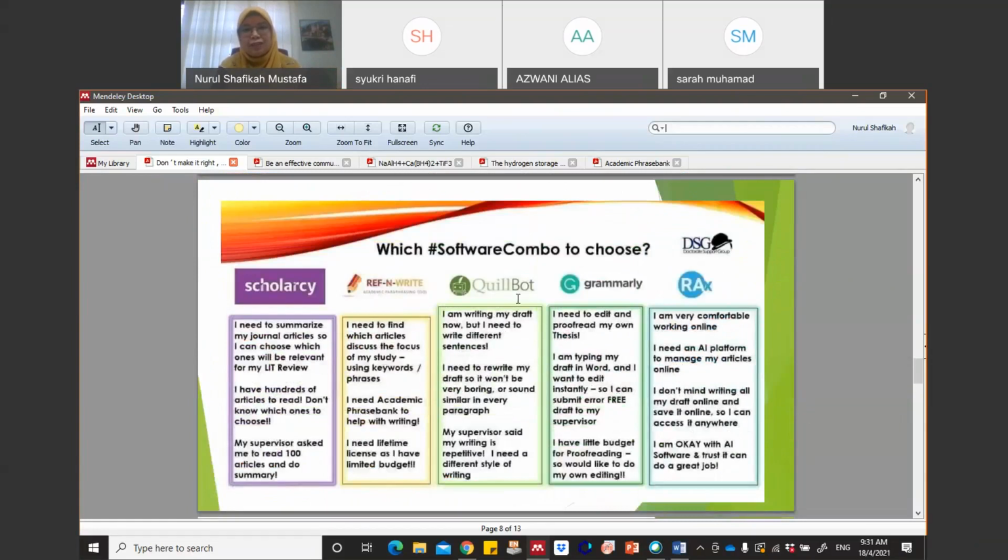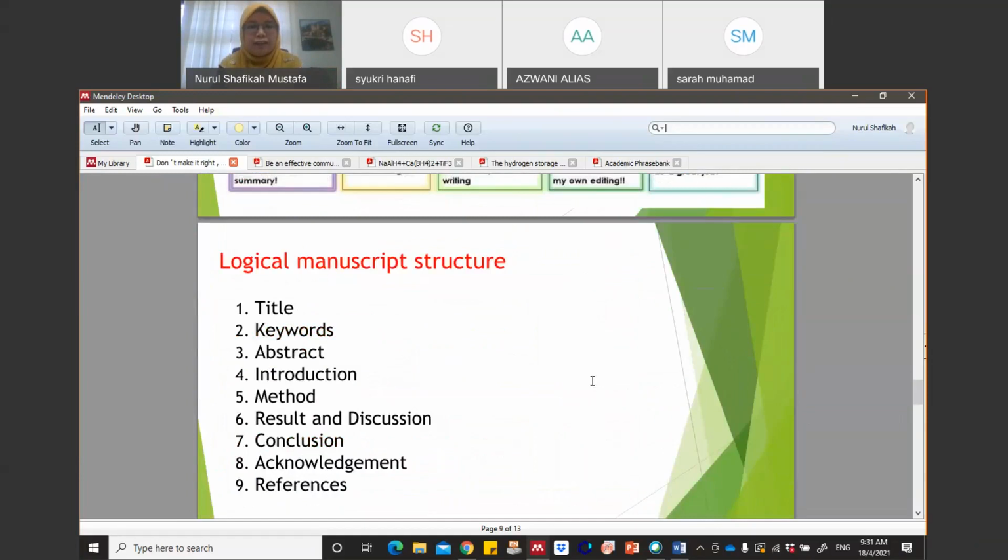Ni ada example of the software untuk kita choose lah. Macam tadi tu, Scholastic, reference, banyak je. Macam-macam ada sebenarnya. And then this is the logical manuscript structure untuk you punya paper lah. Kena ada apa dalam kita punya paper tu. So we must have title, keywords, abstract, introduction, method, result and discussion, conclusion, acknowledgement and references. Ni yang basic lah memang dalam logical manuscript structure tu.